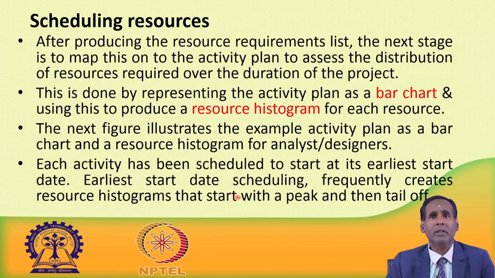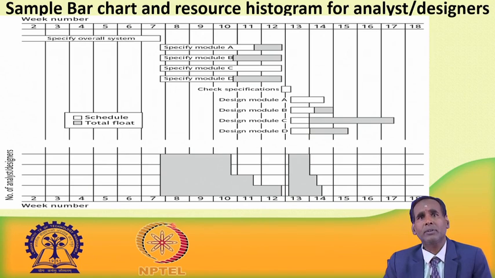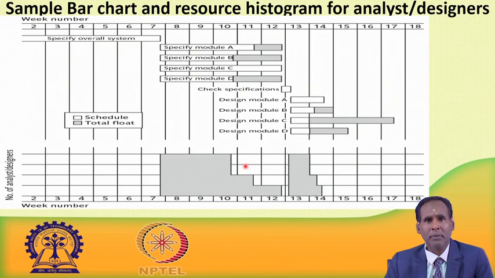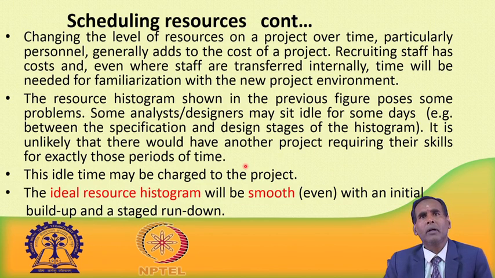Earliest start date scheduling will frequently create resource histograms that start with a peak and then tail off immediately. It starts with a peak and then it falls down. Again it starts with a peak, then falls down. It is not uniform, it is not even. So, this is the problem with earliest start date scheduling.